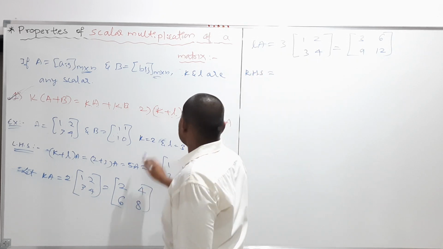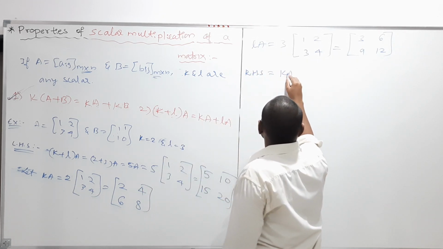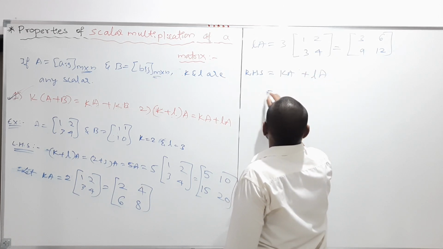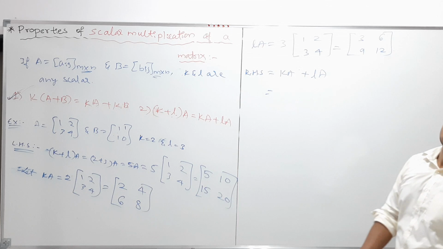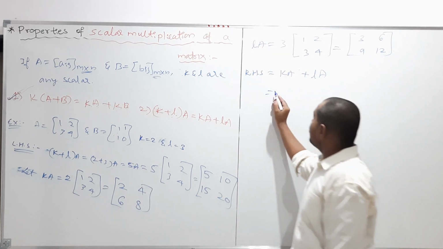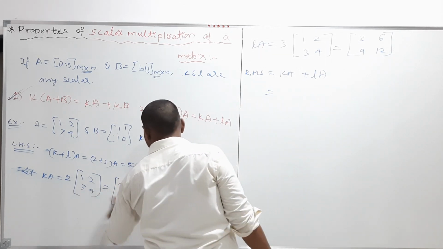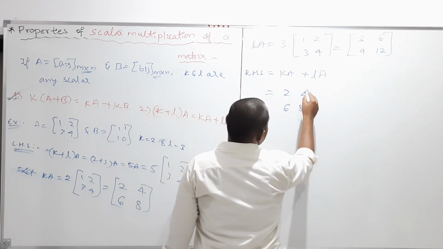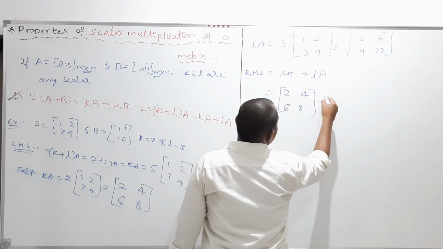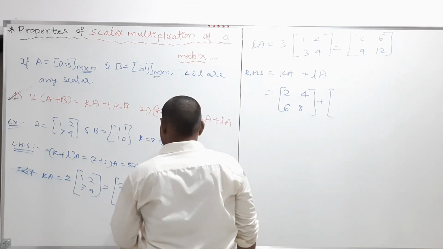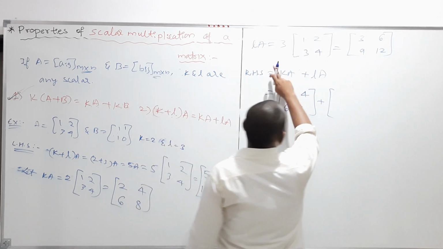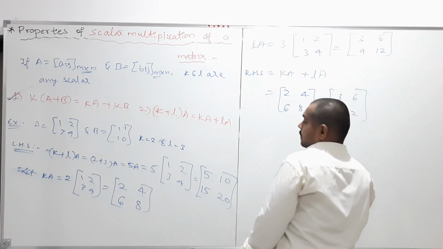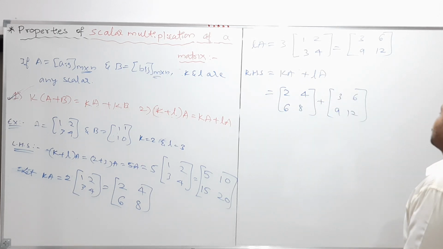What is the RHS, my dear students? The RHS is equal to K·A plus L·A. So what is the K·A value here, my dear students? K·A I already calculated: 2, 4, 6, 8, plus, here it is, the L·A value is 3, 6, 9, 12. So please add these two values, my dear students.